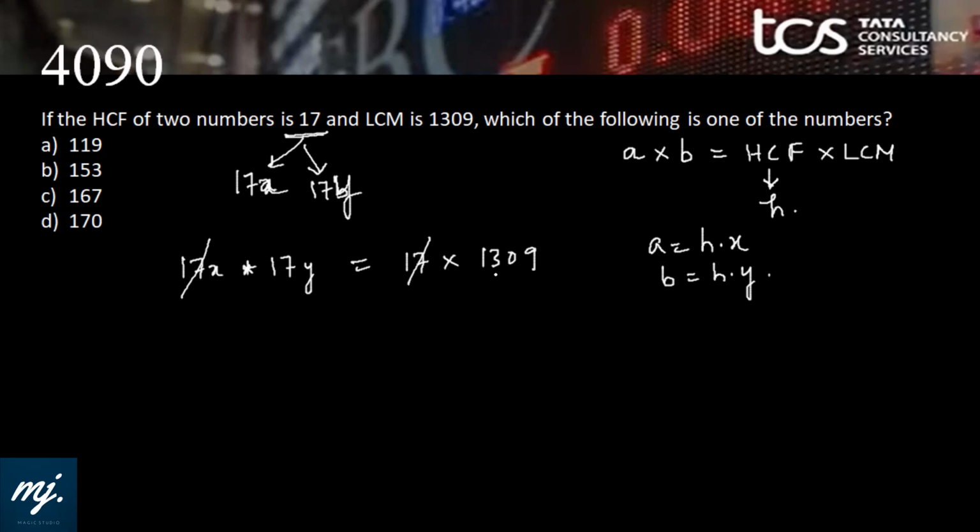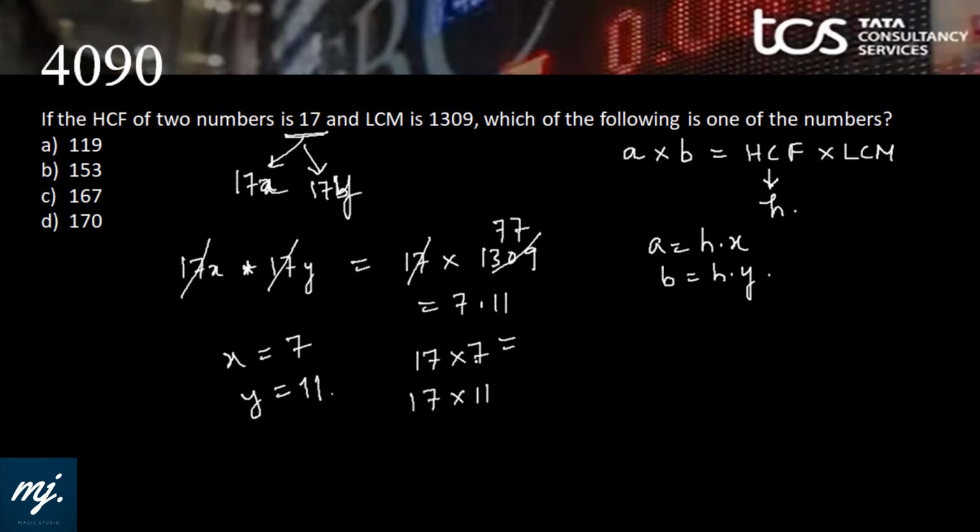So 17 is gone. If I divide 1309 by 17, obviously it has to be divisible. That would be 77, and 77 is 7 into 11. That means x is 7 and y is 11. The two numbers we are looking for are 17 into 7 and 17 into 11. Now 17 into 7 is 70 plus 49, that is 119, and 17 into 11 is 187.